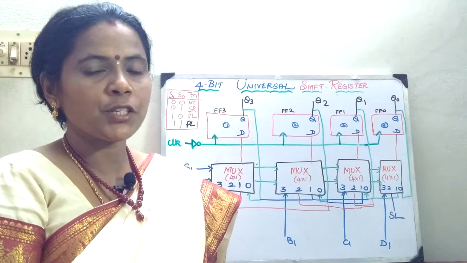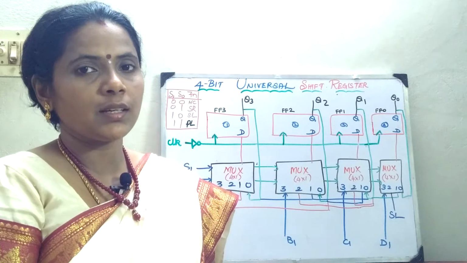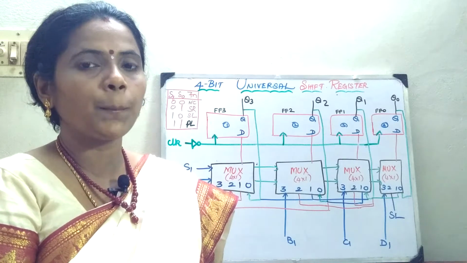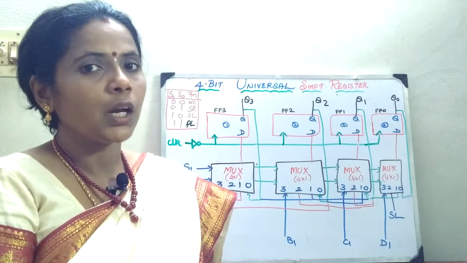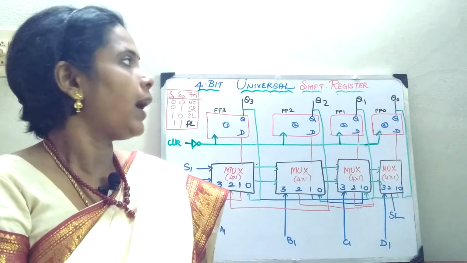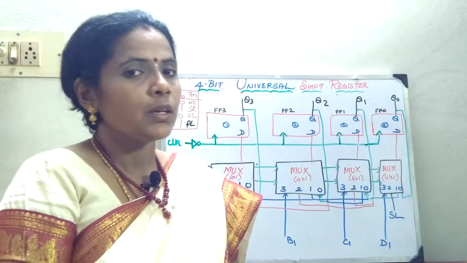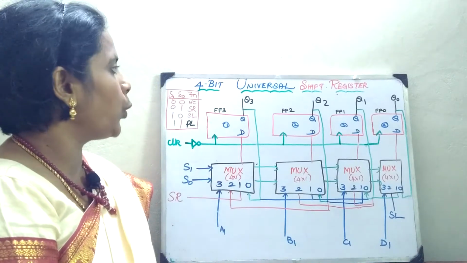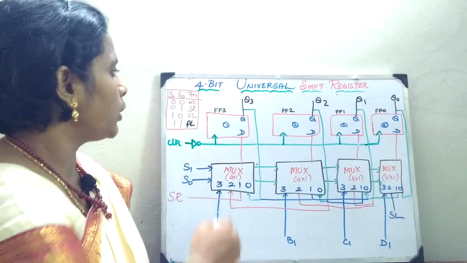In the last session, we have seen about the 4 types of registers, that is serial in, serial out; serial in, parallel out; parallel in, serial out; and parallel in, parallel out. Now we are going to see all the combinations put together and visualized as your universal shift register.